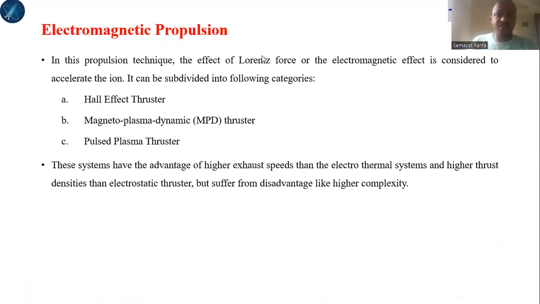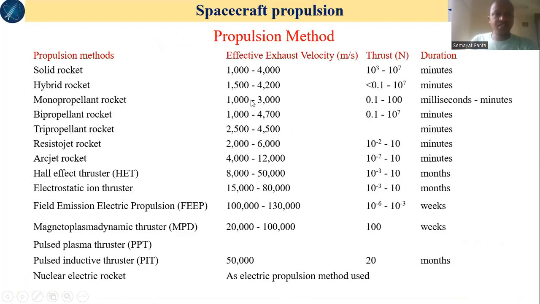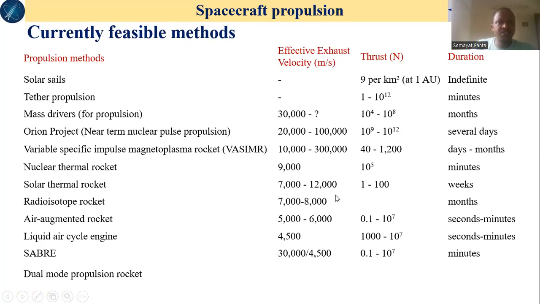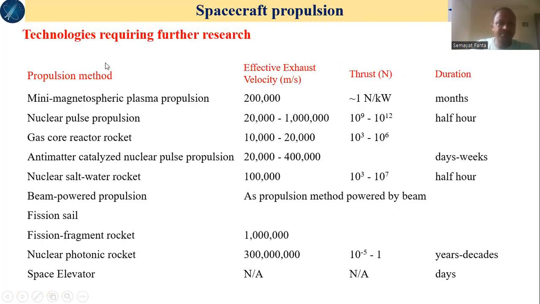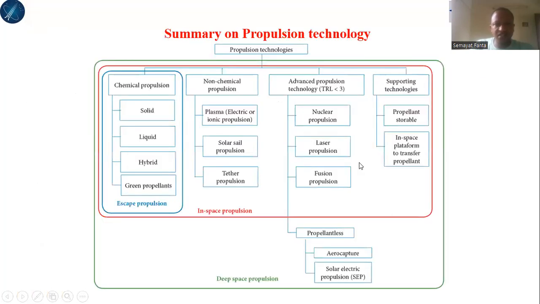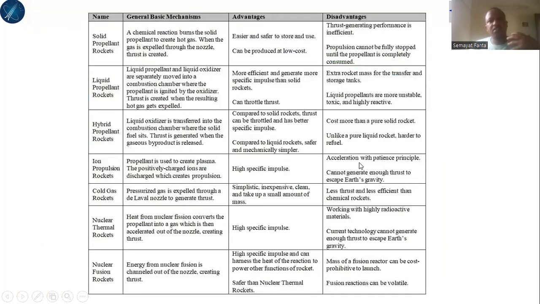Anyways, I think time is over. So this is a comparison of different spacecraft propulsion systems, currently feasible propulsion systems. So you can read all the comparison from this table.